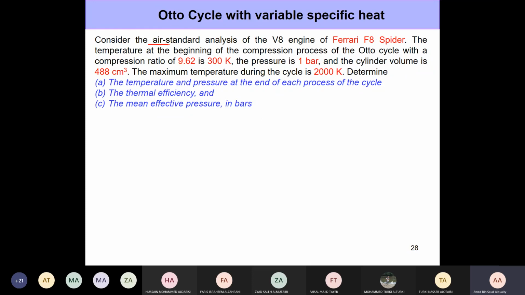We need to do the air standard analysis of the V8 engine of Ferrari F8 Spider. All right. The temperature at the beginning of the compression process of the Otto cycle with a compression ratio of 9.62 is 300 Kelvin and 1 bar. So temperature at the beginning of the compression process is given. So P1 and T1 are given. Also given is the compression ratio, 9.62, for this particular engine.